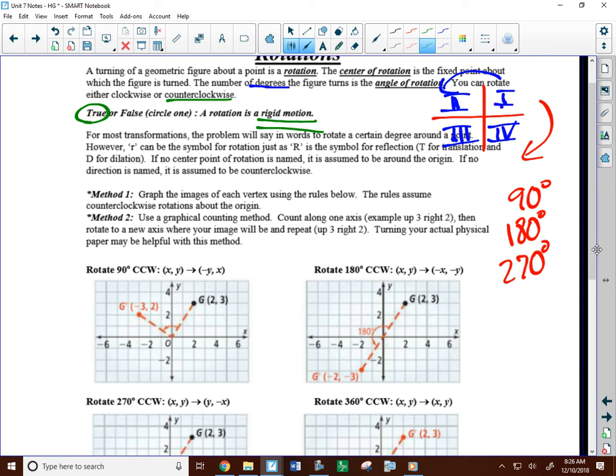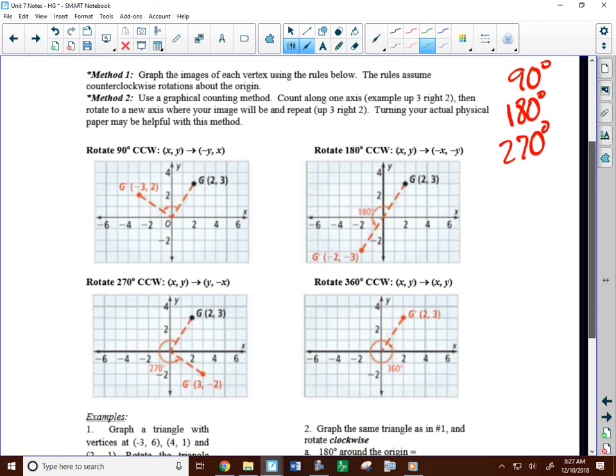I said some of this already. If no center point is named, it's assumed the origin. It's assumed counterclockwise. We're not gonna use this notation as much. Sometimes they say little r. That could be a symbol for rotation, and capital R is a symbol for reflection. I think what they're gonna do is just give it to you in words, or they're gonna use these rules down here.